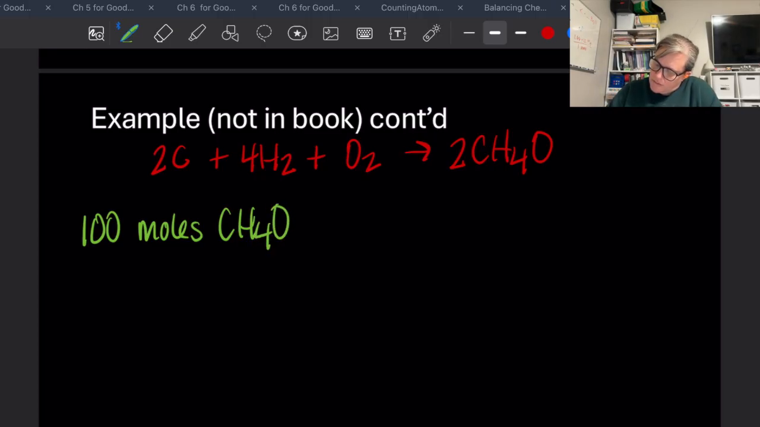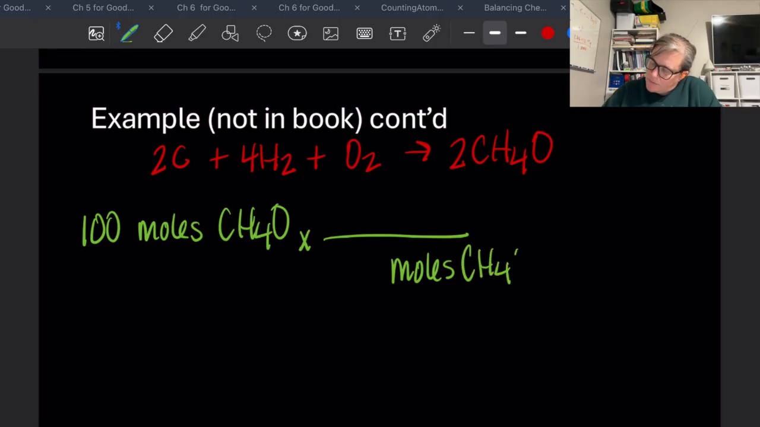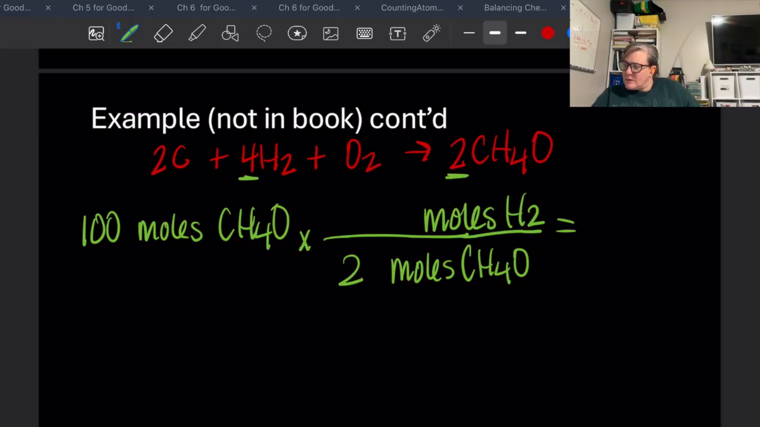and so let's put moles of CH4O on the bottom, and we're trying to get to moles of H2 now. And our moles of CH4O is 2, moles of hydrogen is 4. Okay. So let's see what's going to cancel. We've got moles of CH4O divided by moles of CH4O, goes away.